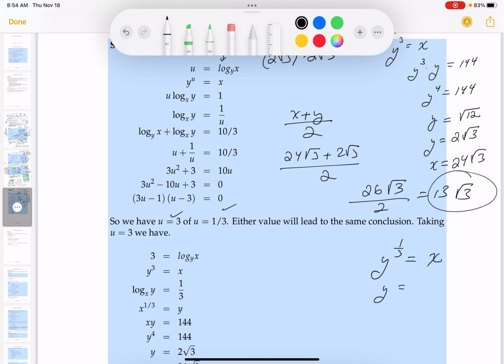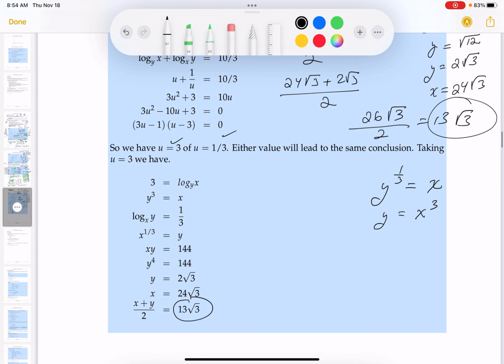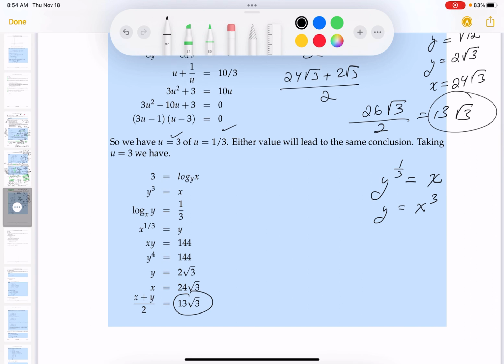You would get y equals x cubed. And we're really back to this problem over here. We're back to that one. So we're going to get the same answer twice. No matter whether I choose this one or this one, I'm going to be led back to the same result. All right? What's that result going to be? 13 times root 3. That's right over here.